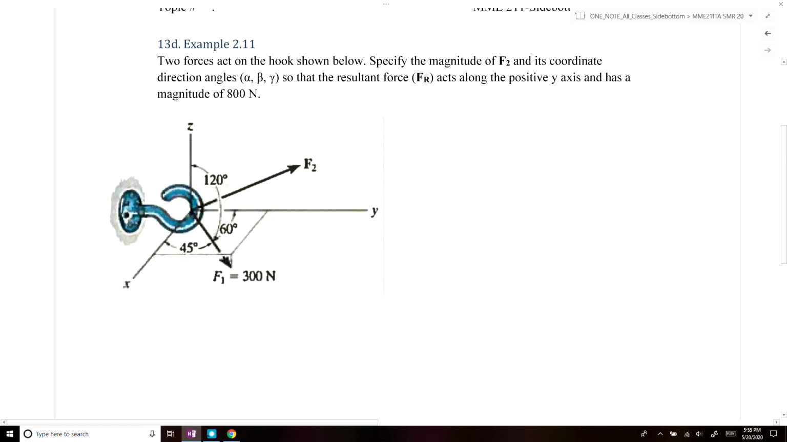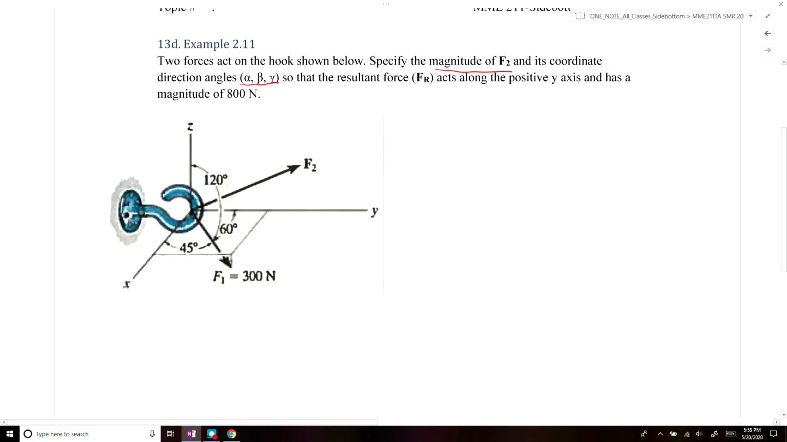In this example problem, we're given that there are two forces, force 1 and force 2, acting on the hook shown below. It asks us to determine the magnitude of force 2 and its coordinate direction angles alpha, beta, and gamma, so that the resultant force Fr acts along the positive y-axis and has a magnitude of 800 newtons.